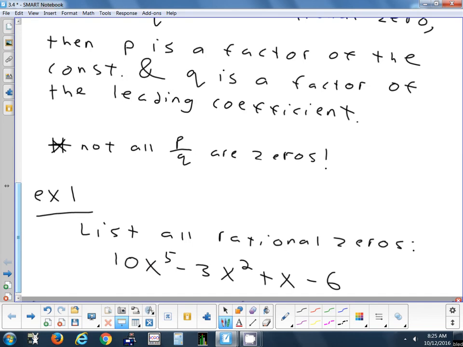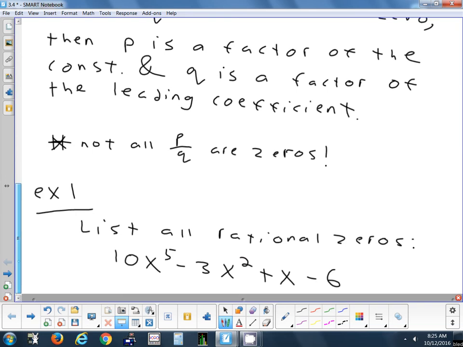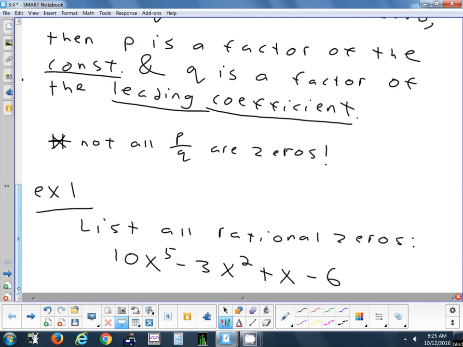Okay, so let me show you with an example. We're going to list all the possible rational roots of this polynomial. If there's a rational root, it can be written in the form P over Q. So I need to figure out all the factors of the constant, and then all the factors of the leading coefficient. Let's start with all the factors of the constant.